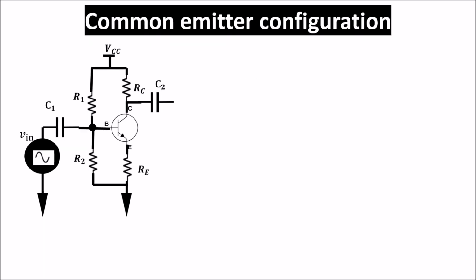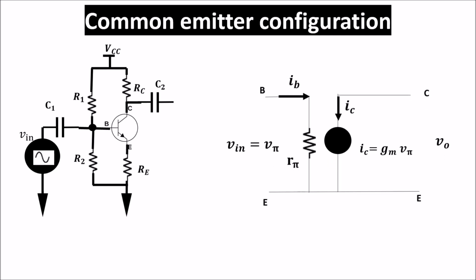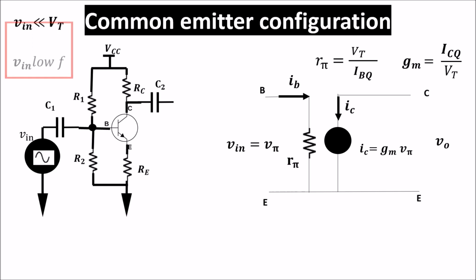We saw in previous videos the biasing of the circuit and the pi model of BJT, calculating R pi and Gm, which are functions of the bias collector current and the bias base current. We remember that we can use the pi model under the small signal hypothesis, so only if the input signal is much less than the thermal voltage and the input signal is at low frequency, where the beta is constant. Now we want to calculate the gain, the input and the output impedances.